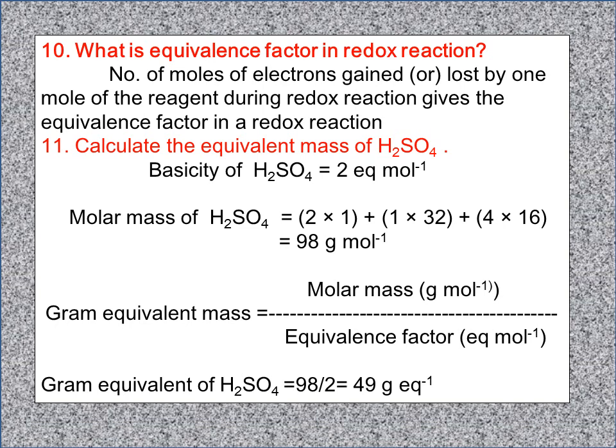If you add all together, you will have 98 gram per mole. And what is the formula used to calculate gram equivalent mass? Already I told you, it is nothing but molar mass by equivalence factor. Molar mass is calculated as 98 and equivalence factor, you know, it is nothing but basicity. What is the basicity of sulfuric acid? It is 2. So 98 by 2, it is nothing but 49 gram per equivalence.